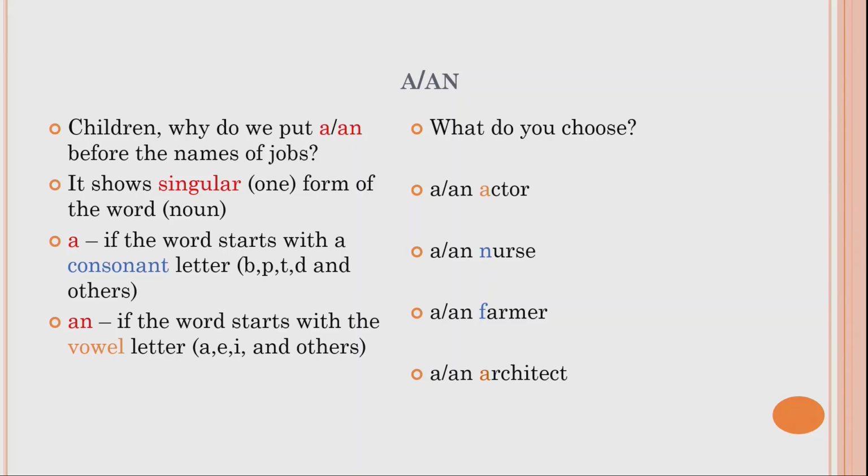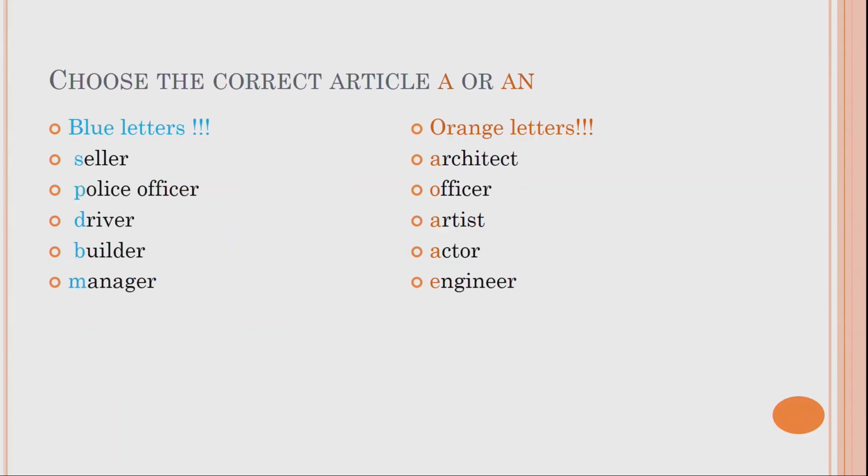Good. Choose the correct article, a or an. Blue letters show you consonants. Orange letters show you vowel letters. For example, seller: a seller or an seller? Right, a seller. Driver, a driver.